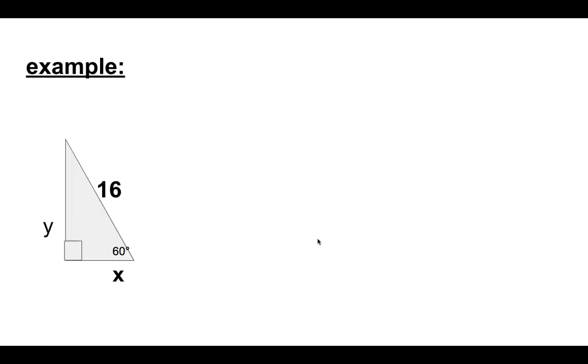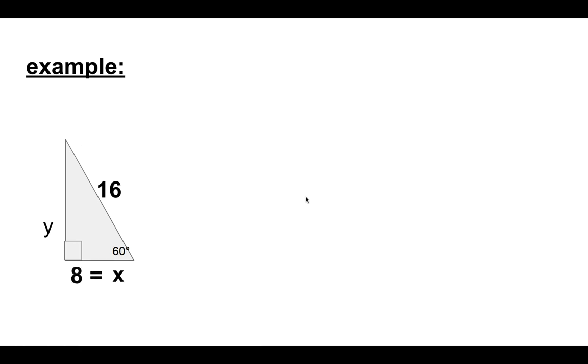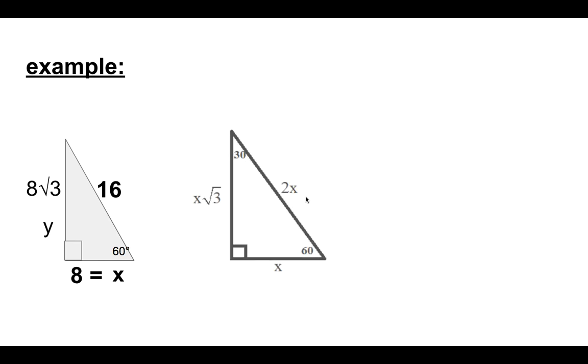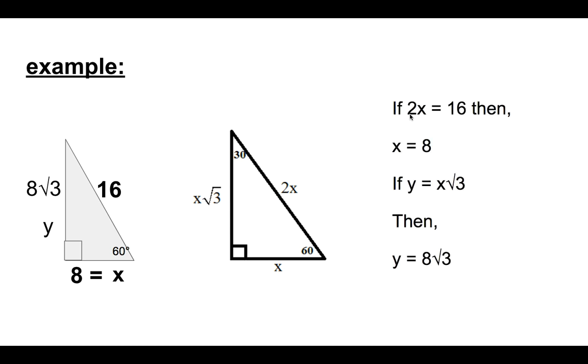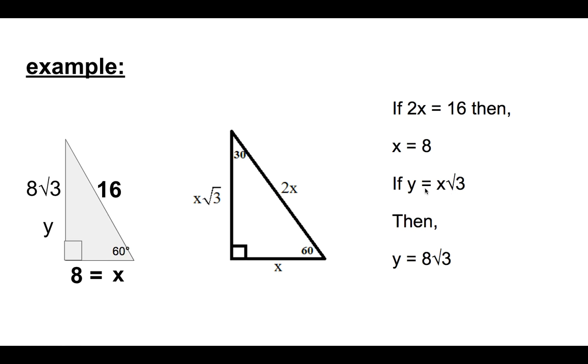So in this example here, if we follow that same pattern, again, between the 60 and the 90, that's my x value. So if I know the hypotenuse is 16, I can figure out that x is just 8, and then y has to be 8 square root 3, because again, we're matching it to the proportions of the 30, 60, 90. Because if 2x is equal to 16, then I know that x has to equal 8 if I divide both sides by 2. And now that I know x is 8, I know y is equal to x times the square root of 3. I know what x is, so now I know that y is 8 square root 3.